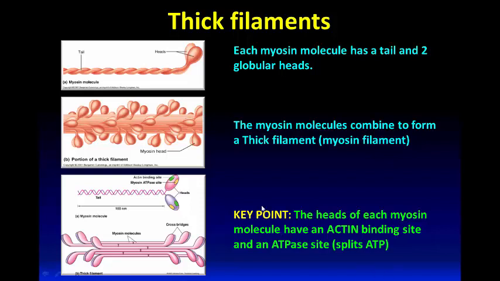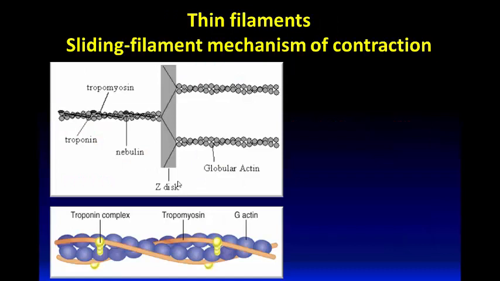Now, a key point important in the sliding filament mechanism is that the heads of each myosin molecule have an actin binding site. This is a site which binds to the actin molecules in the actin myofilaments, and also an ATPase site which splits adenosine triphosphate. And this splitting of the adenosine triphosphate is important in the contraction cycle, as we will see in the subsequent slides.